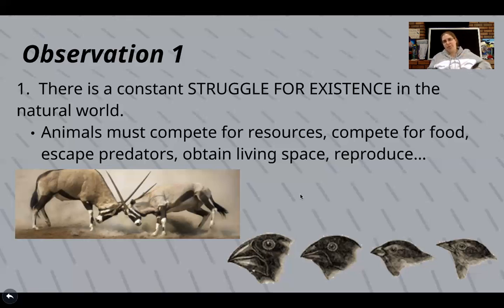And whichever one competes the most successfully is the one that's going to live longer. You live longer, you can have more offspring, and then those offspring will have the same traits that allowed you to live longer as well.